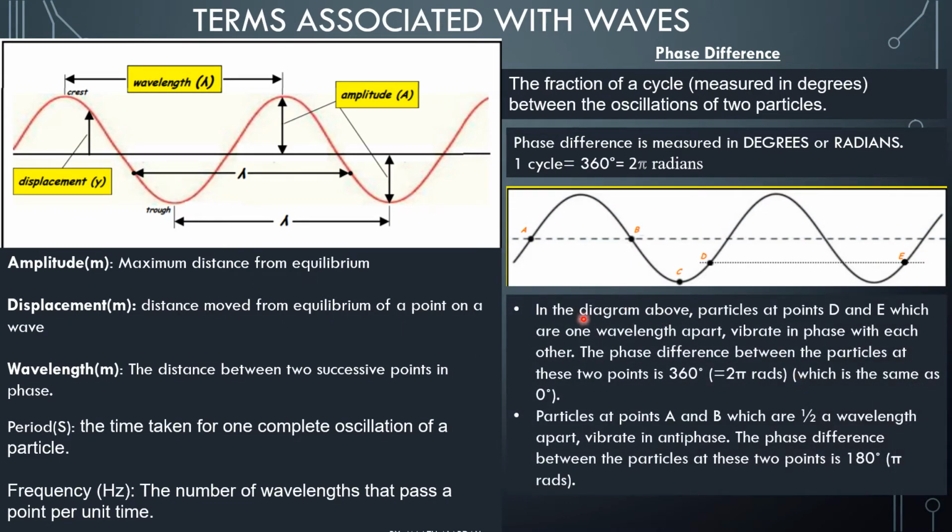For example, in the diagram above, particles at point D and point E are one wavelength apart, so they vibrate in phase with each other. The phase difference between the particles at these two points is 360 degrees, one wavelength, so 2 pi radians. Particles at points A and B are half a wavelength apart, and they vibrate in anti-phase. The phase difference between them is 180 degrees, or 2 pi divided by 2, which is pi radians.